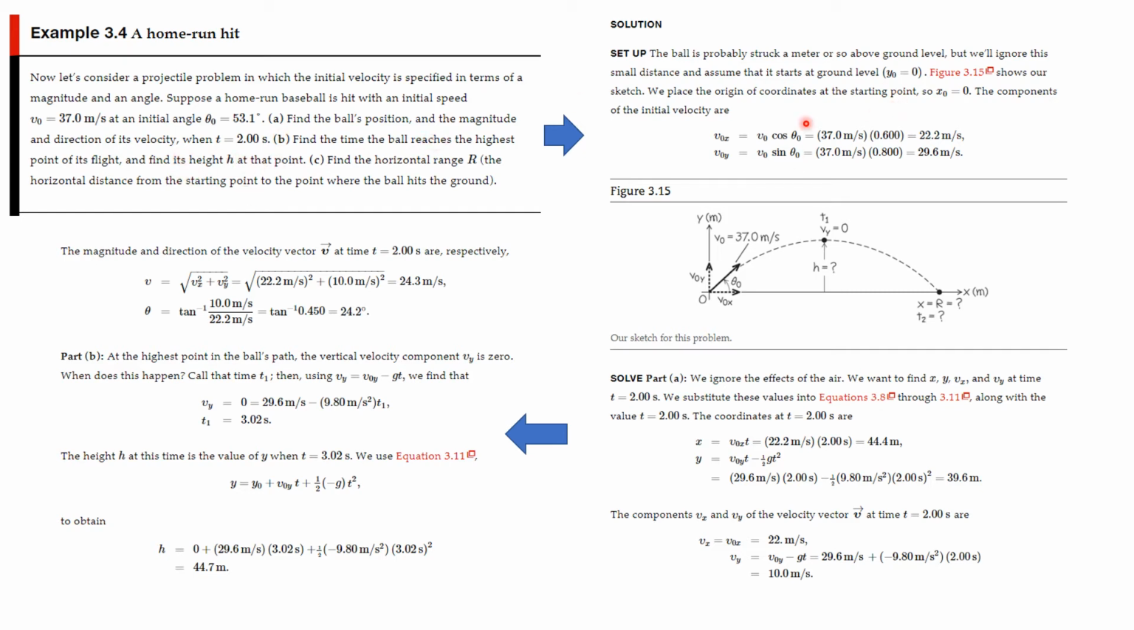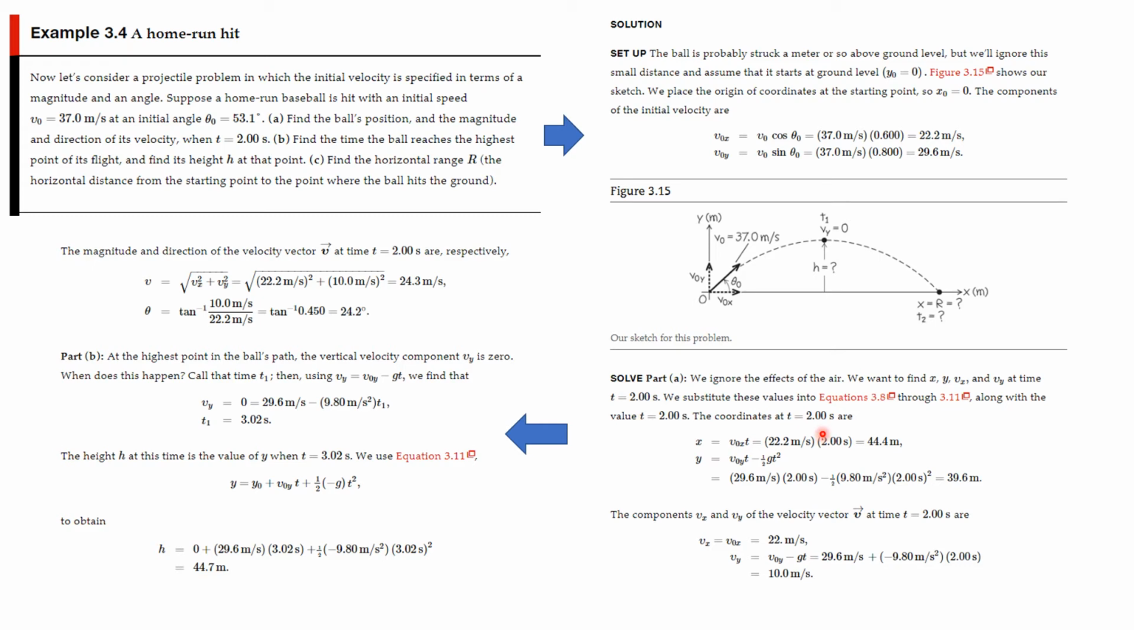Okay, so let's begin with finding the ball's position and the magnitude and direction of the velocity when t equals 2. First of all, we're going to take the velocity of 37 meters per second, and resolve it into its x and y components using the sines and cosines as we did before of 53.1. This is the initial velocity in the x direction. This is the initial velocity in the y direction. Then to solve part A, we ignore the effects of the air. That's an assumption, but we're doing that here. And we want to find x, y, vx, and vy at time t equals 2.